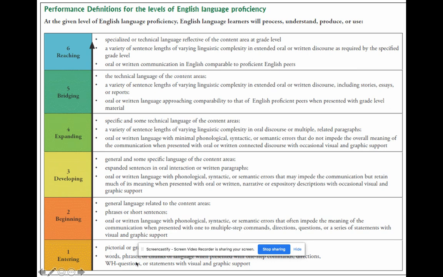So if they're a 1, they're just right at the very basic. A 6 means they've got some technical language, but even 6 is reaching, like there's always room to grow. So we're not saying they are completely fluent. It's comparable to proficient English peers.